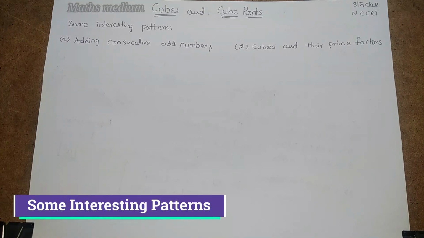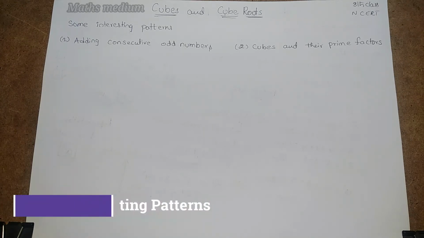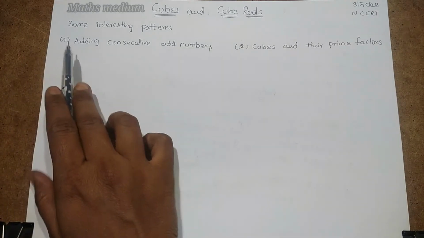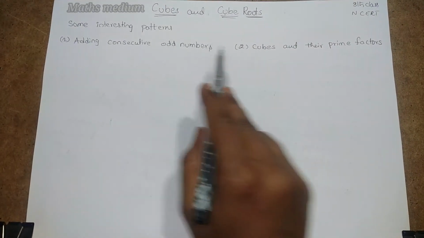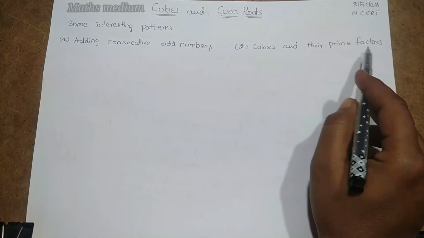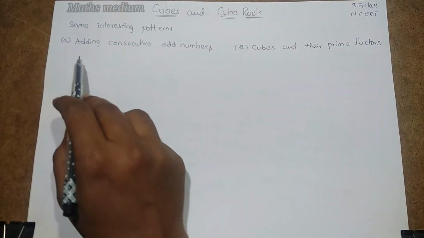Today we are going to discuss another topic from Cubes and Cube Roots, 8th class NCERT. That is, some interesting patterns in cubes. So let's start here. First, adding consecutive odd numbers. Second one is cubes and their prime factors. So let's start with one.